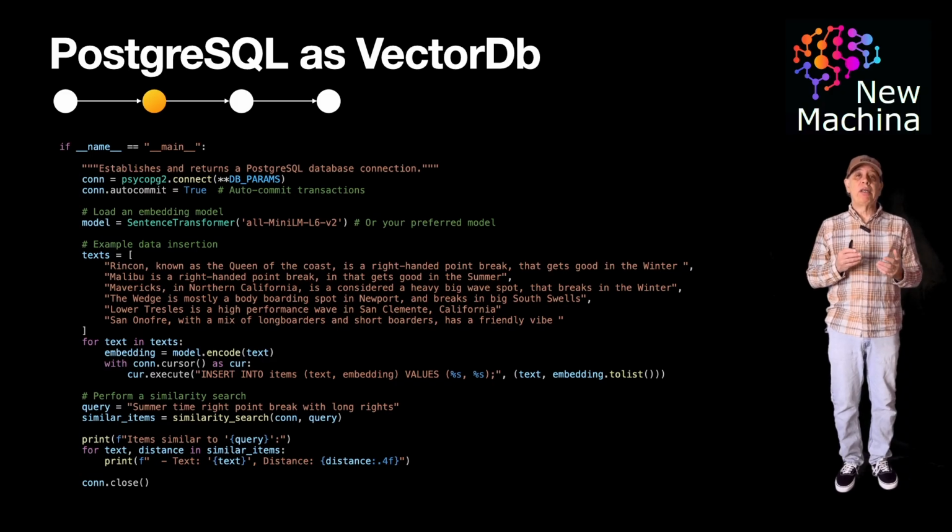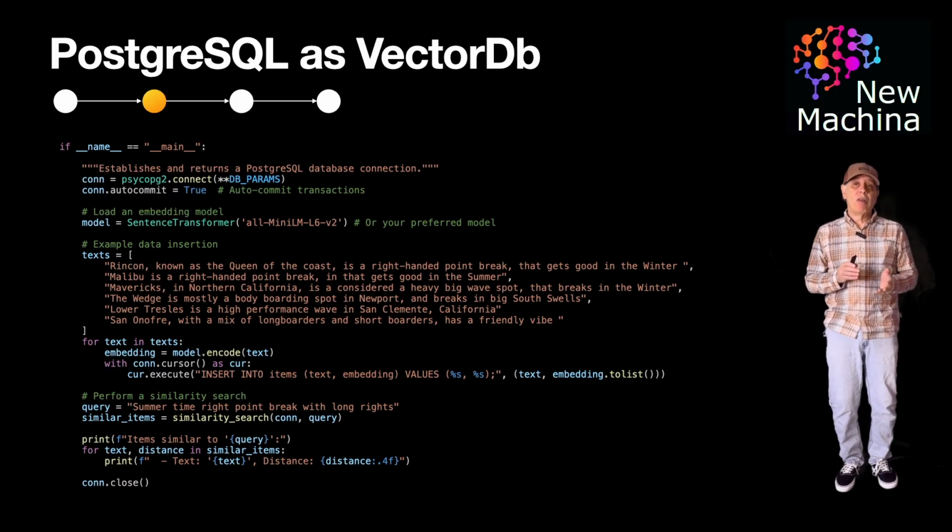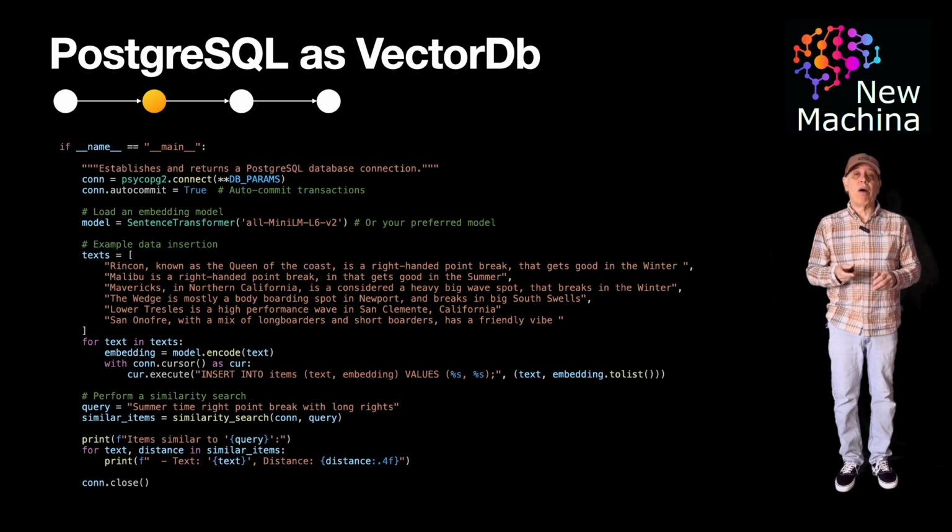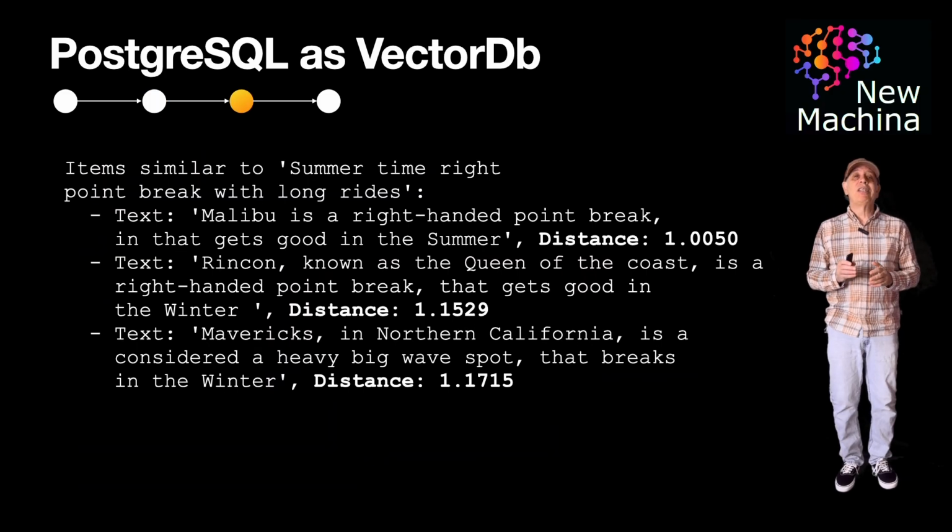I define my query text, which is summertime right point break with long rides. Now, I call my similarity search function, passing in the database connection along with the query text. The similarity search function returns the most similar records, and the Python script prints them out. So now, I run the Python script, and here are the results. Here you can see the three most similar text objects.